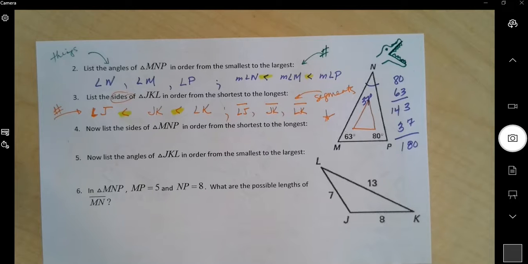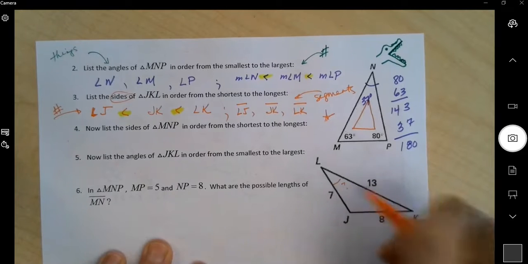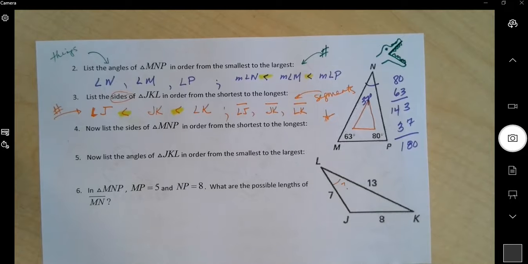Now list the angles of J. Nobody. How am I supposed to know what the angles are? All right, skip it.